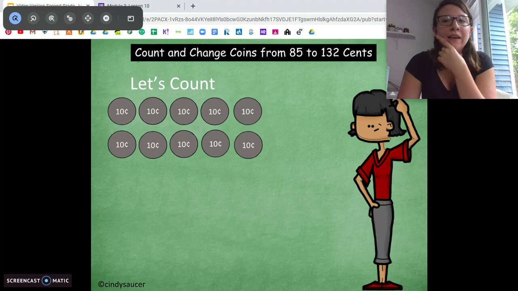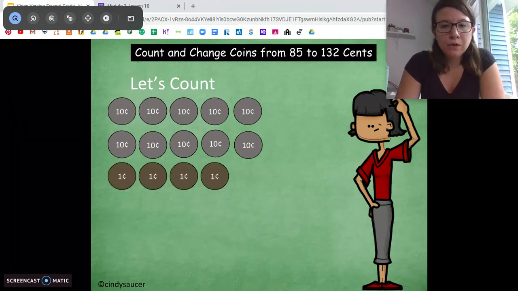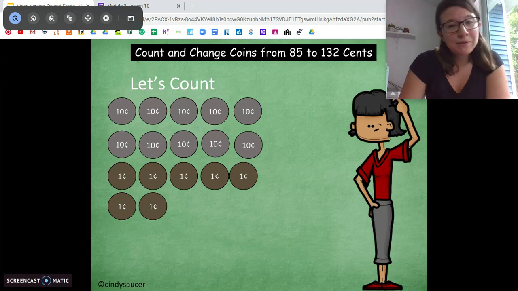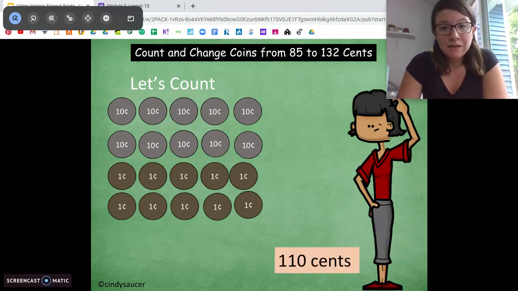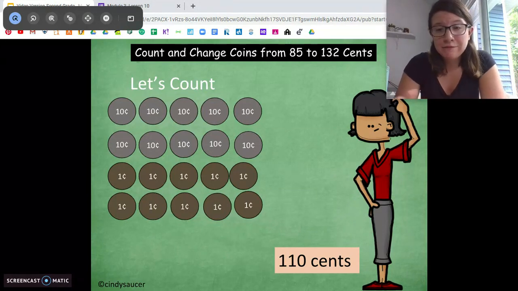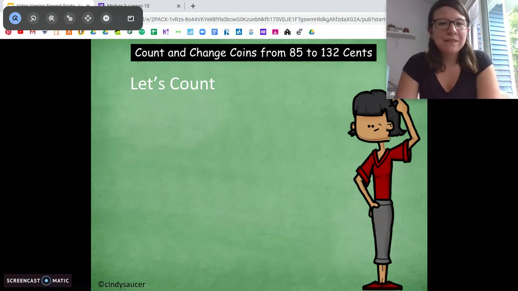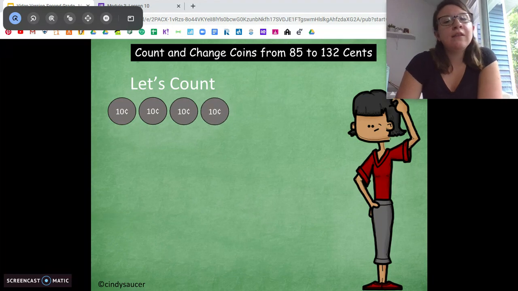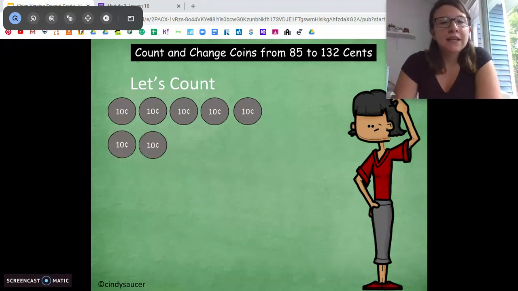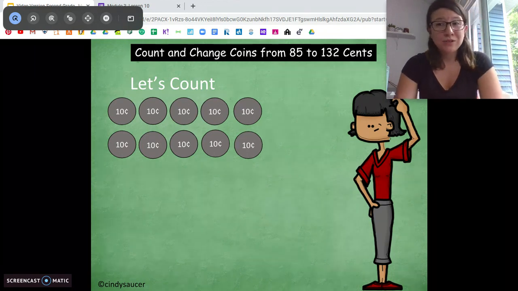Now we're going to add on our leftover pennies. 101, 102, 103, 104, 105, 106, 107, 108, 109, 110. What can we do with those pennies? Do we have enough to exchange it for a dime? Very good. We have 10. All right, let's exchange it for a dime. 10, 20, 30, 40, 50, 60, 70, 80, 90, 100, which is also equal to $1.